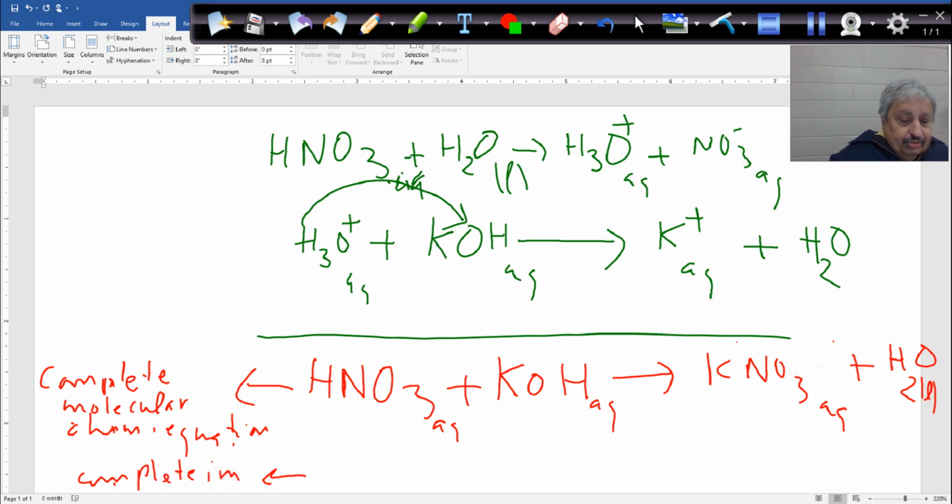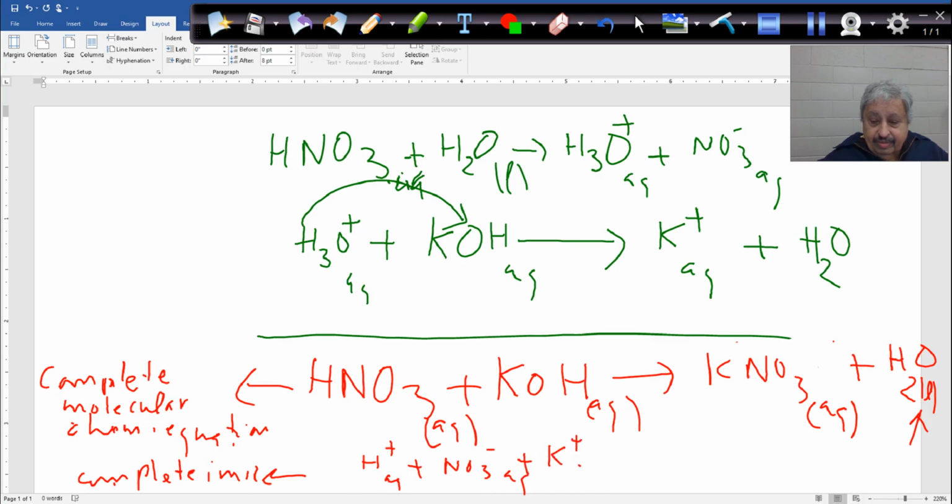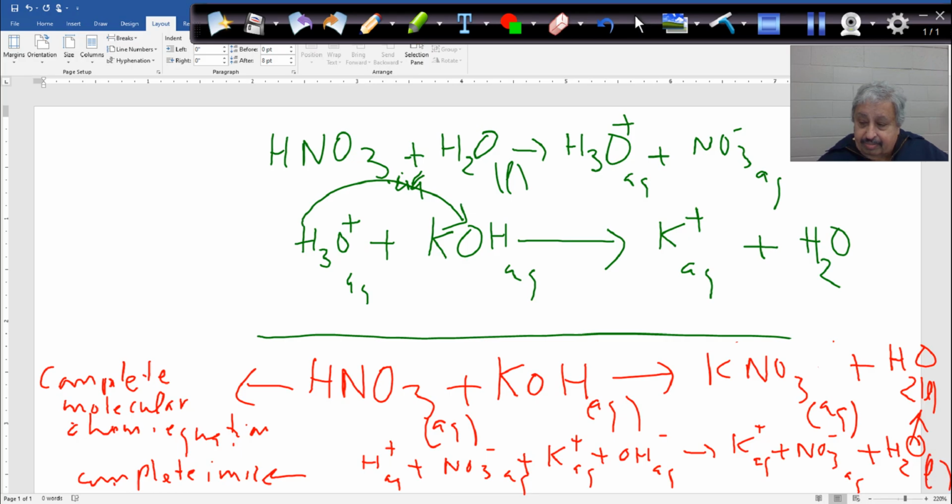I have to take both reactants and products apart, which is having ionic aqueous. All of them are aqueous except this one, liquid. Liquid and solid are kept by themselves. This one will be H plus aqueous plus nitrate aqueous plus potassium aqueous plus OH minus aqueous gives you potassium aqueous plus nitrate aqueous plus H2O liquid, which is not taken apart.